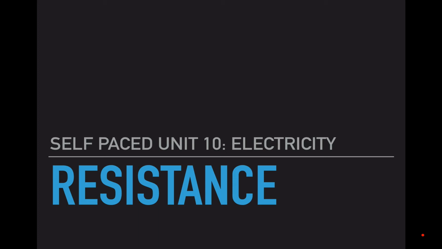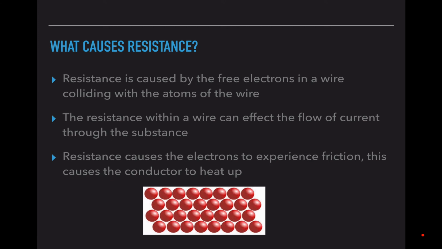Hey guys, today we're going to focus and talk about resistance. Resistance is caused by the free electrons that are flowing in a wire colliding with the atoms of the wire. And in the wire, resistance can affect the flow of current through the substance. Resistance causes the electrons to experience friction, which causes the conductor to heat up.